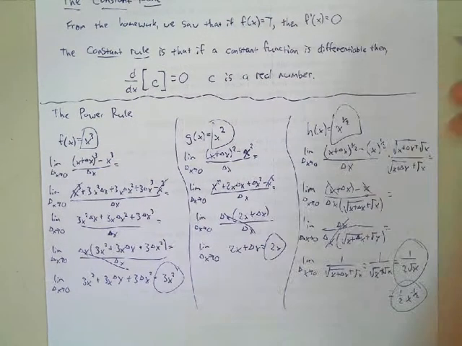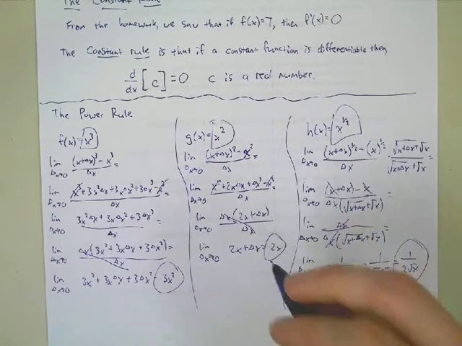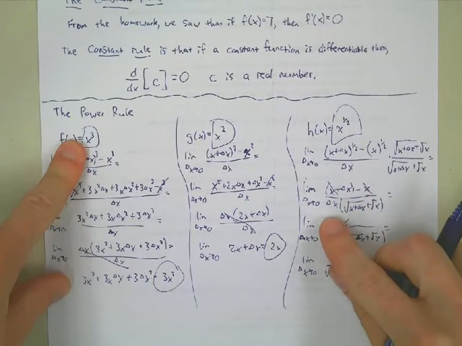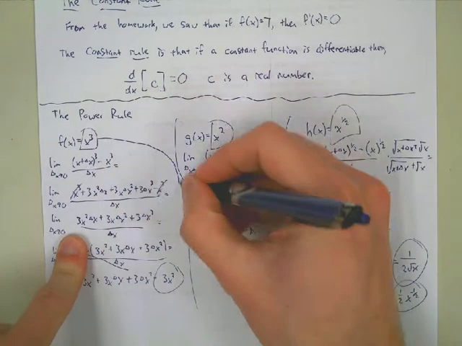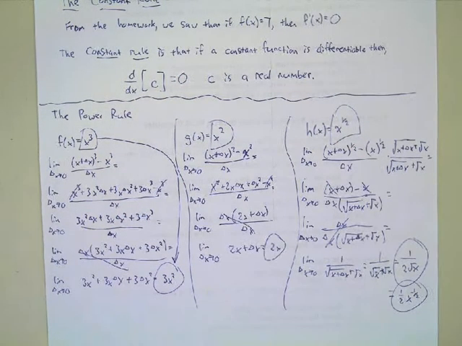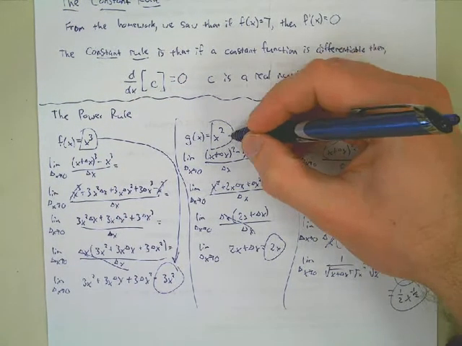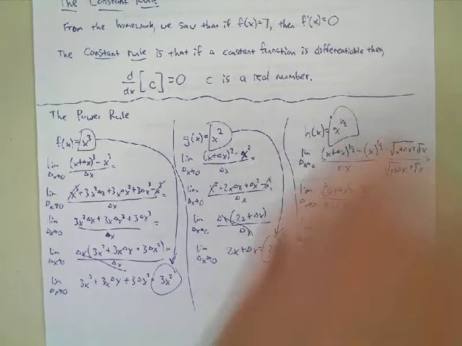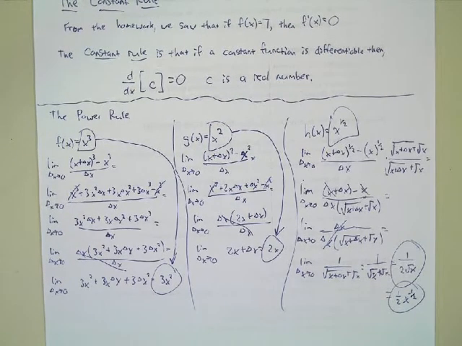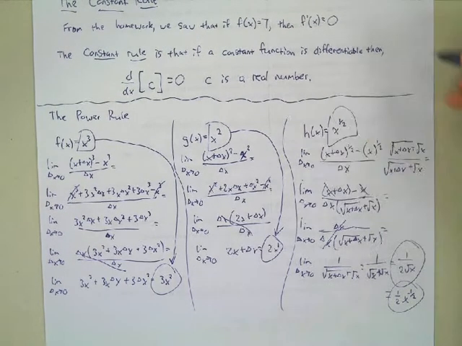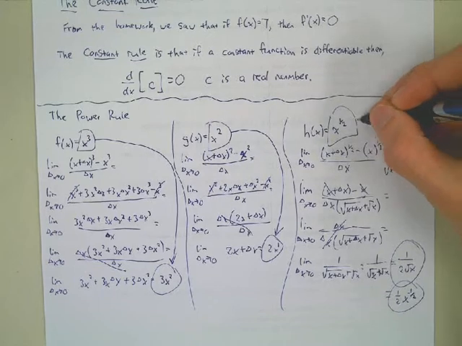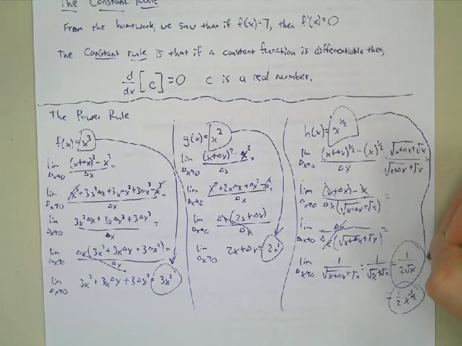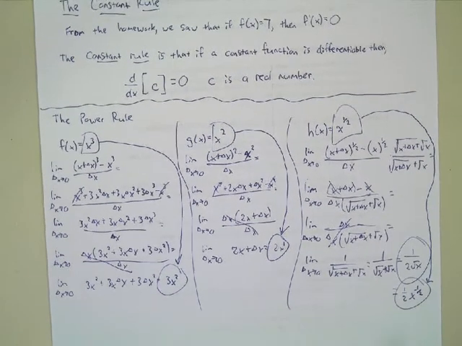So x cubed, when we take its derivative, becomes 3x squared. X squared, when we take its derivative, becomes 2x to the 1. X to the 1 half becomes, when we take its derivative and rework it a little bit, okay, there we go.